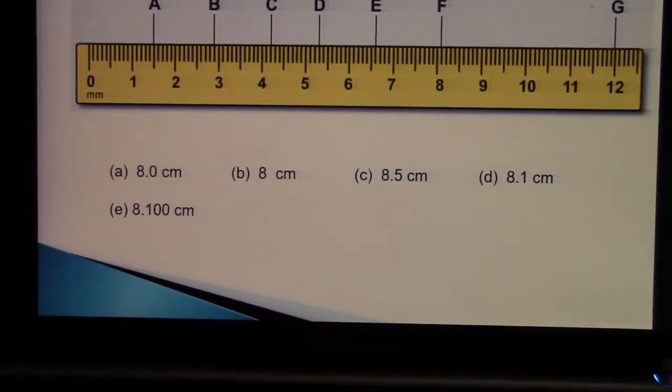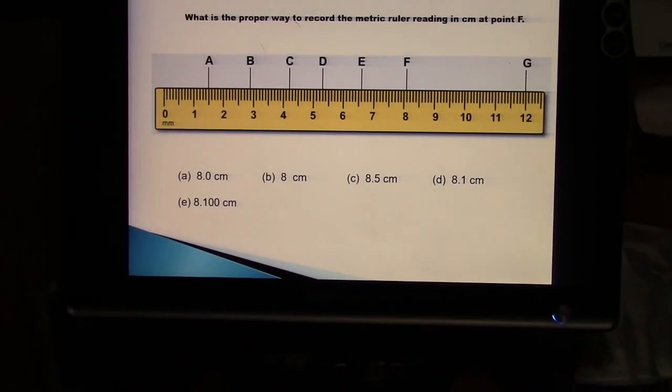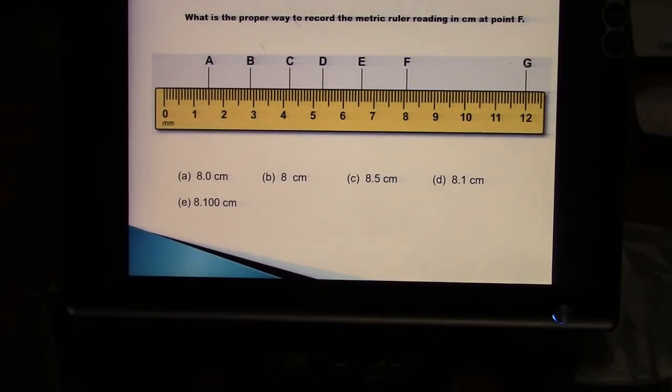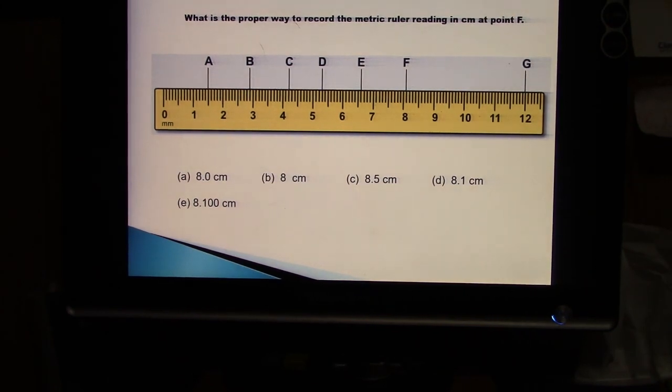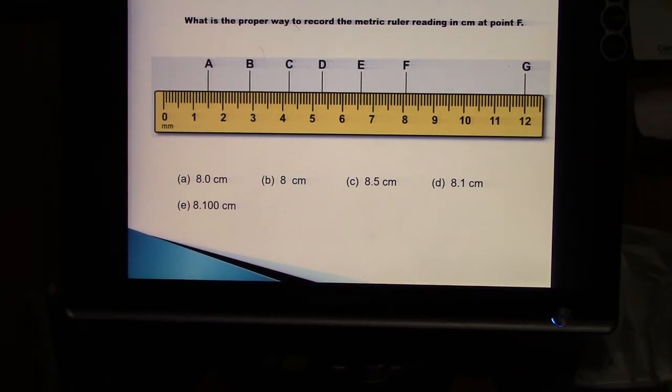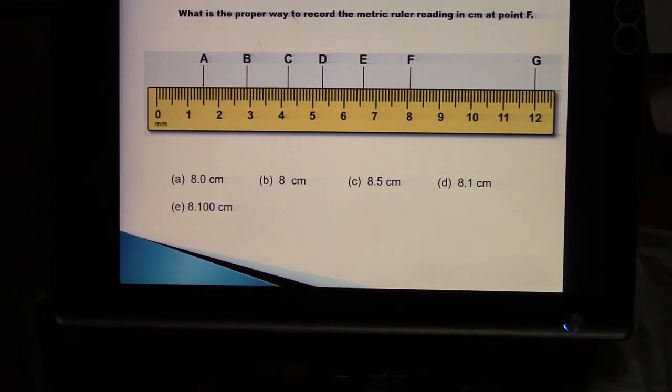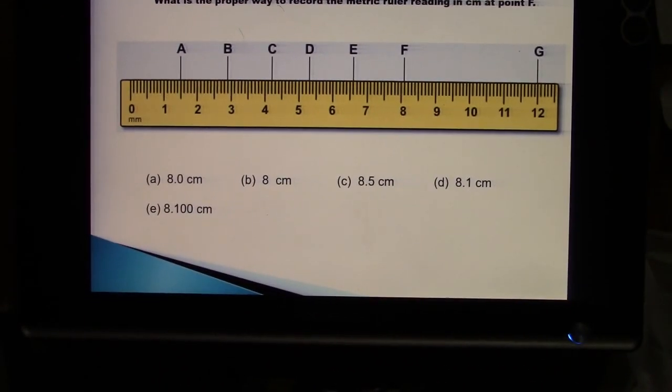Alright, so here for practice. Let's see if I gave you a question like this on a test. What is the proper way to record the metric ruler at point F? Okay, so let's zoom in on that. Point F.